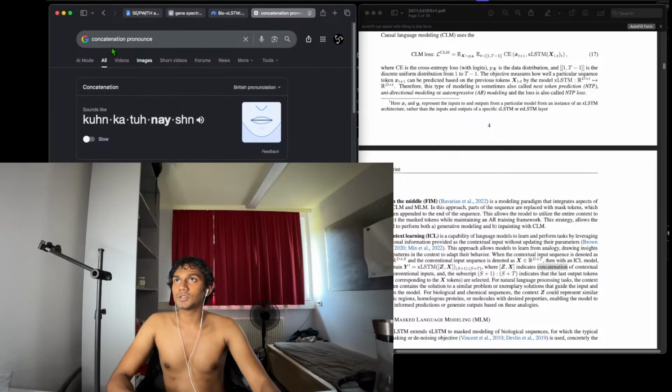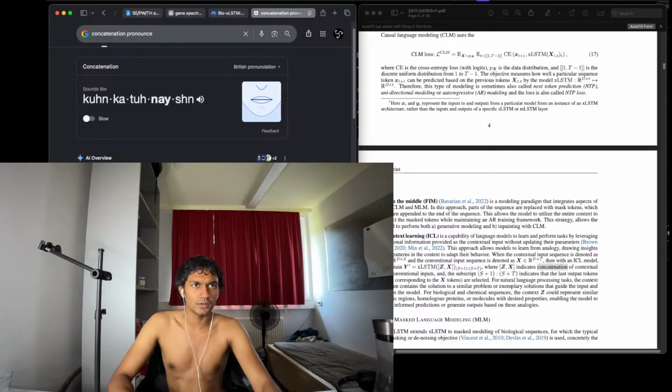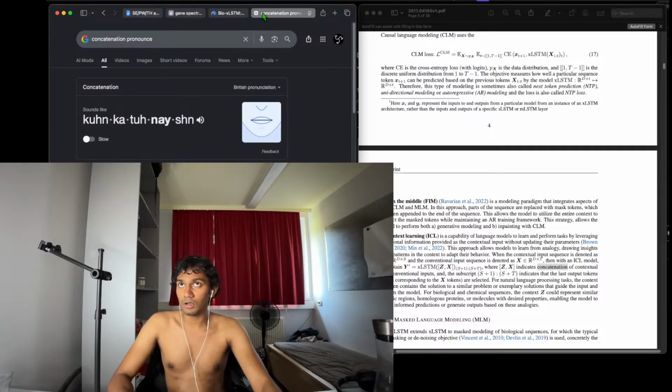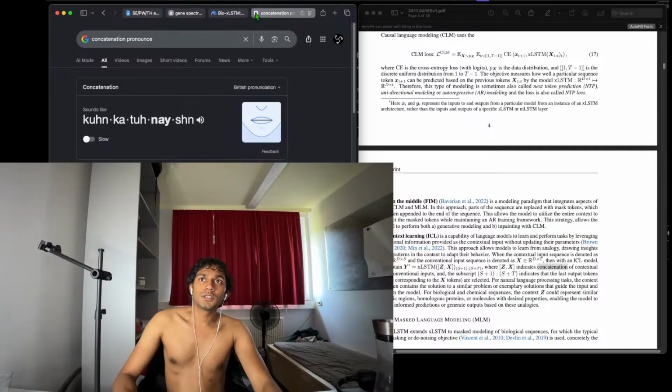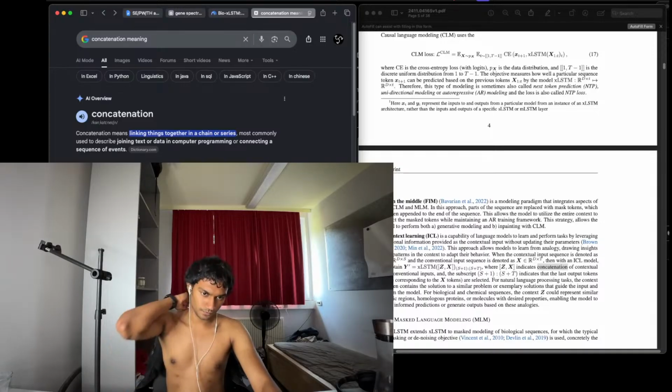Oh, I was confused about a word. Con, continue. Oh, concatenation. I was going for con. It's concatenation. Okay. So basically, concatenation means linking things together.